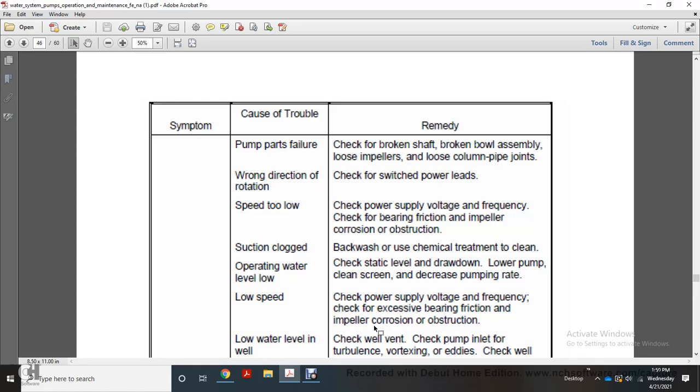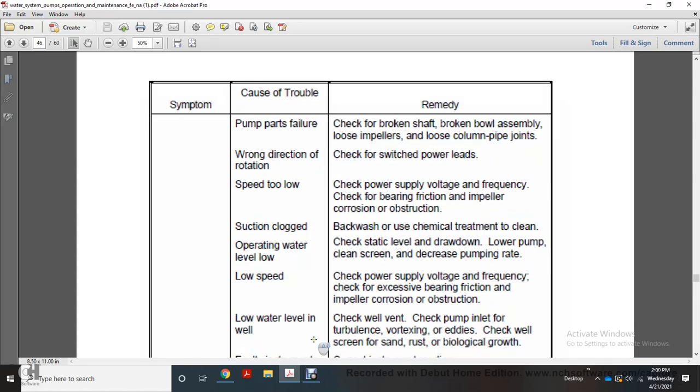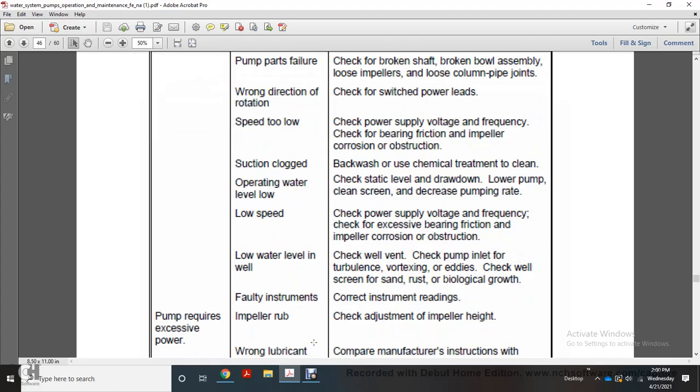Operating water level low. Check the static level and drawdown. Lower the pump, clean the screen, decrease the pumping rate. Low speed: check power supply, voltage, frequency, check the bearing friction, impeller corrosion, obstruction. Low water level: check the well, vane, pump intake for turbulence, vortexing, eddies; check the well screen for sand, rust, and biological growth.